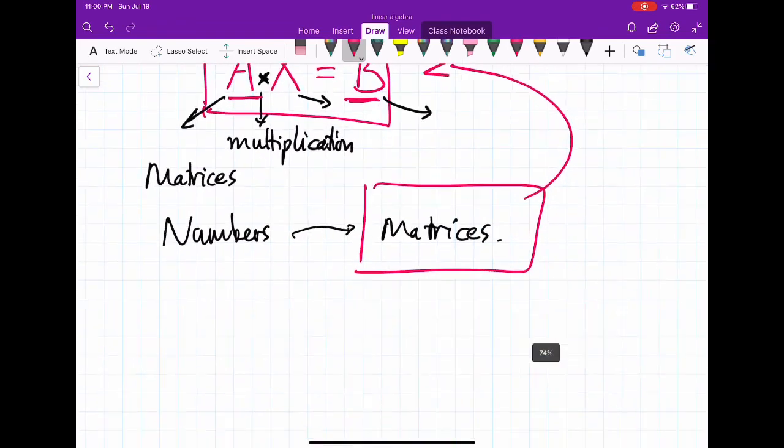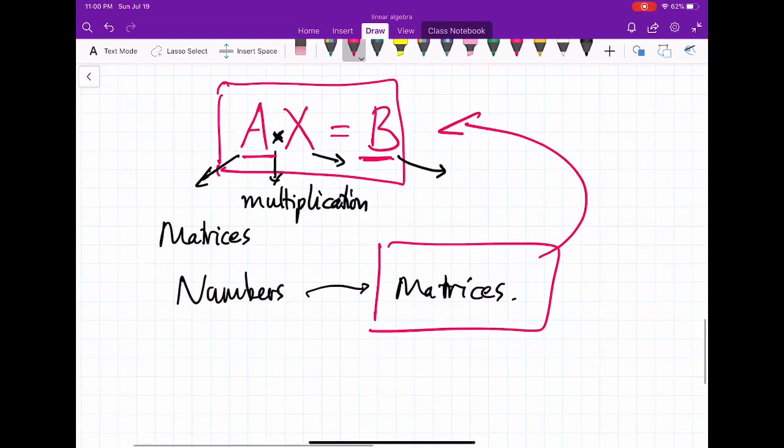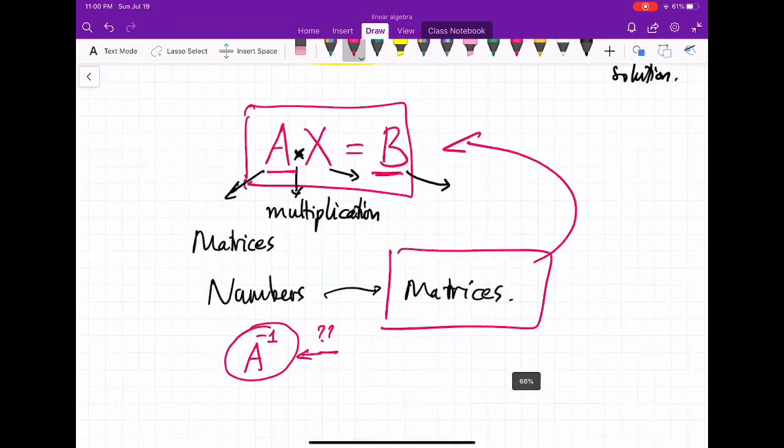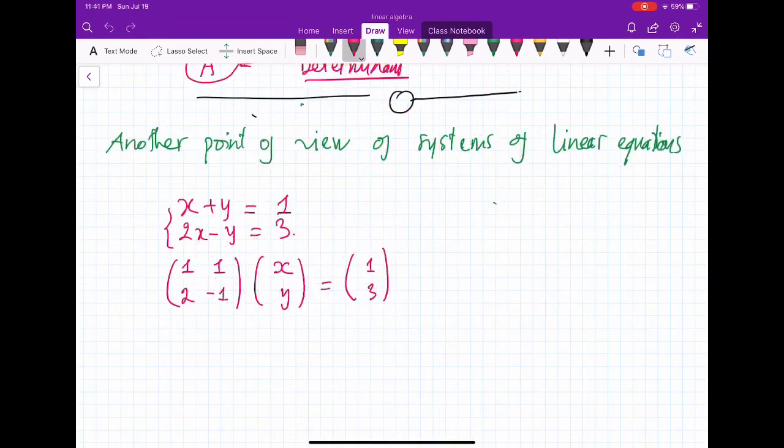Of course, when you study matrices, you might think, yes, we have 3 cases, but how about an analog of A inverse? Because if A is not 0, we have an inverse of a number. So you might think about A inverse. And we need to study different conditions for a matrix to be invertible. So that is about matrices.